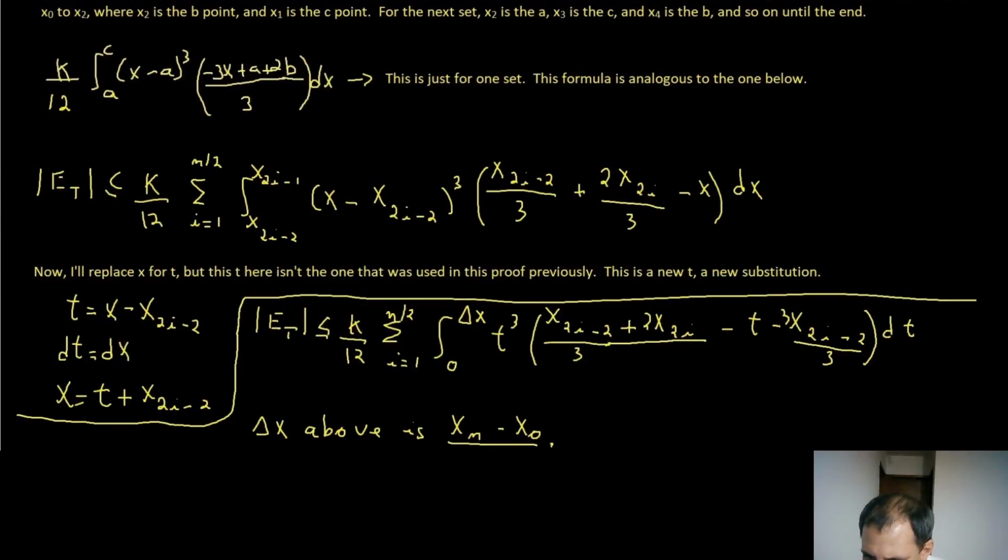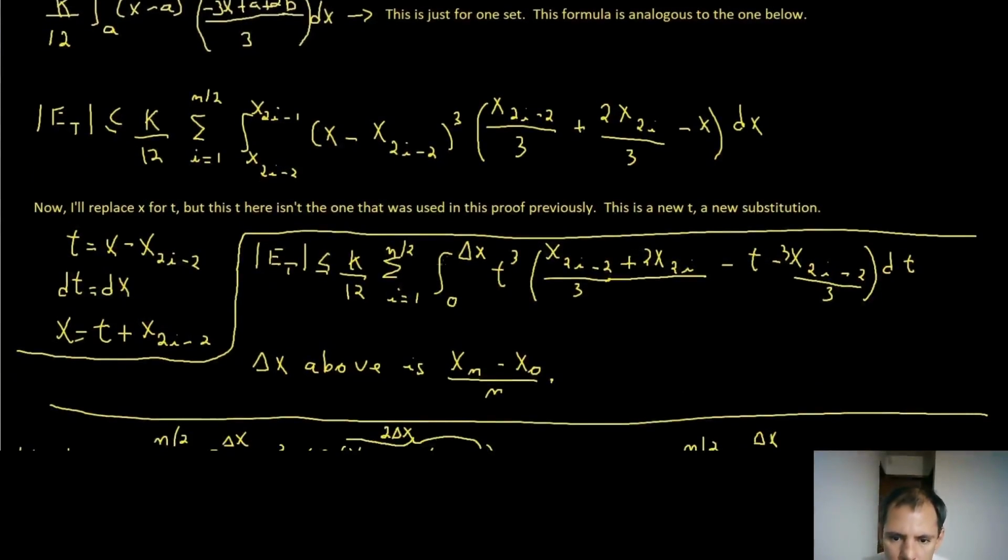I'm gonna keep going. So, when you substitute x sub 2i minus 2 in here, t is gonna be 0, and that's why the integration starts from 0 here. Okay, the next one is just gonna be one delta x ahead, so I put the delta x in here. Right? Everything else is the same. The error E_T is less than or equal to k divided by 12, the summation of i from 1 to n divided by 2, and so on. So you're just changing the limits of integration. Okay?